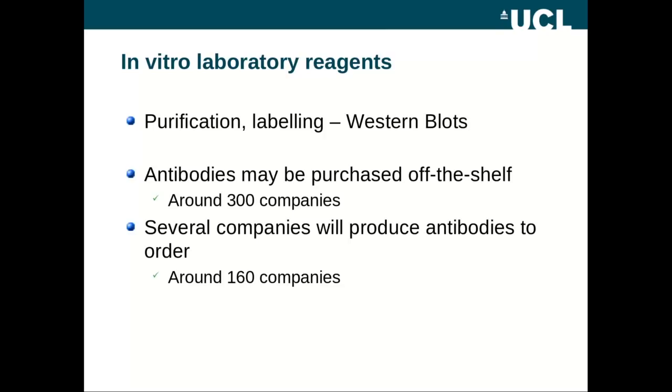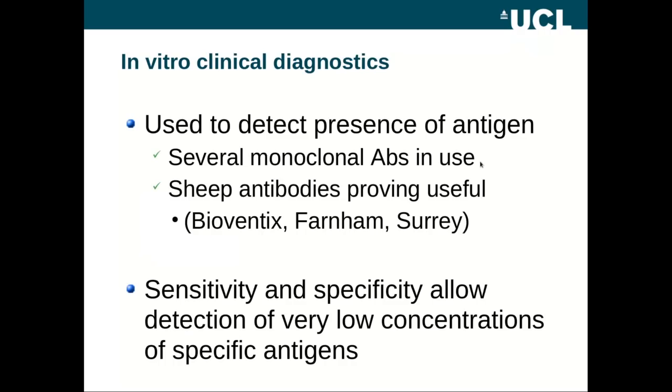And there are many companies where you can purchase antibodies off the shelf. There are several companies also that will produce antibodies to order, so you provide them with some pure antigen and they will make antibodies for you. The sensitivity and specificity of antibodies allows the detection of very low concentrations of very specific antigens. So basically what you're doing is just using them to detect the presence of an antigen of interest.